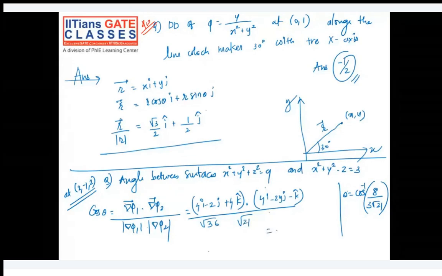Okay, this is the angle between the surfaces x square plus y square plus z square equal to 9, and x square plus y square minus z equal to 3 at point (2, -1, 2).